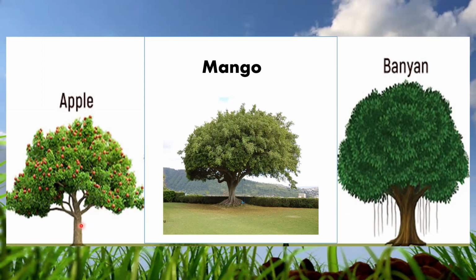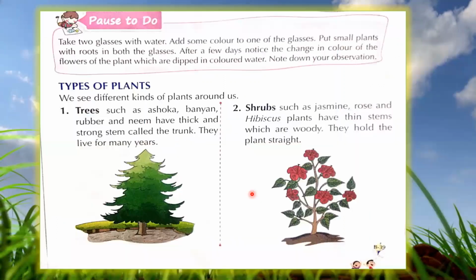Apple tree, the stem is thick. Mango tree, the stem is thick. And the banyan tree, the stem is thick. This thick stem is called the trunk of the tree. Trees are tall in height and they live for many years.